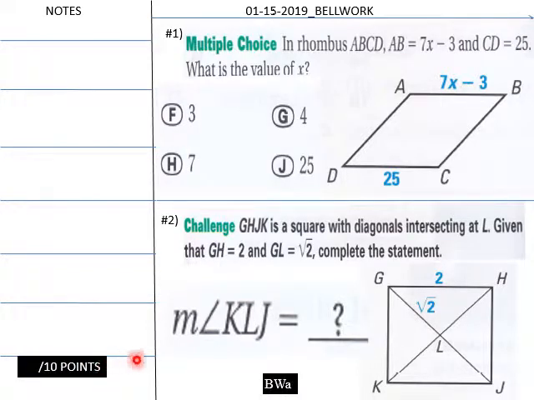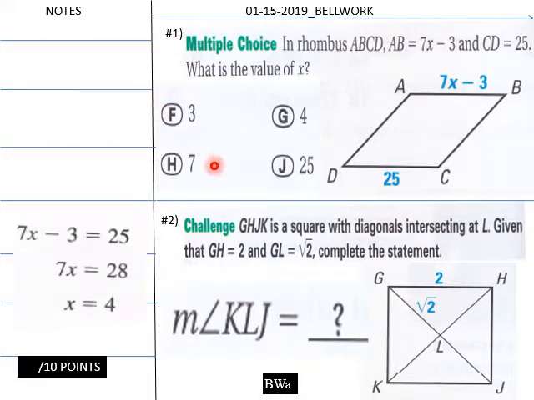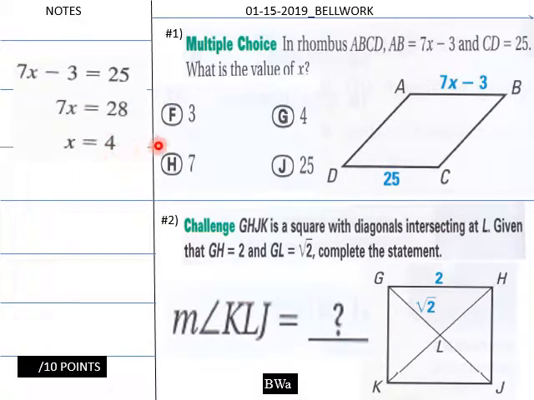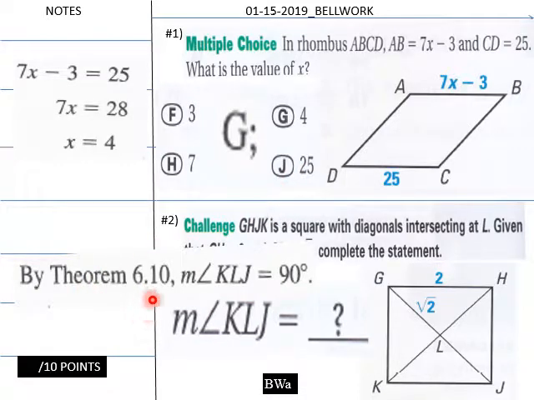Okay, welcome back everybody. For number 1, it is x equals 4 in this case, because we know that this equals this. It is a rhombus, so it would be G in this case. And then by theorem 6.10, check your notes, measure KLJ equals 90. K, L, and J. These are 90s in here. So there you have it.